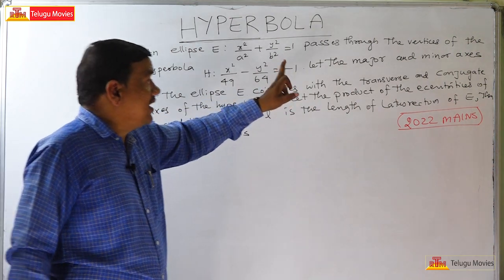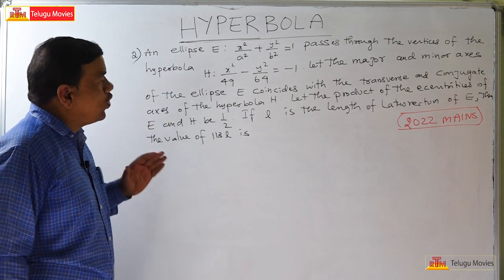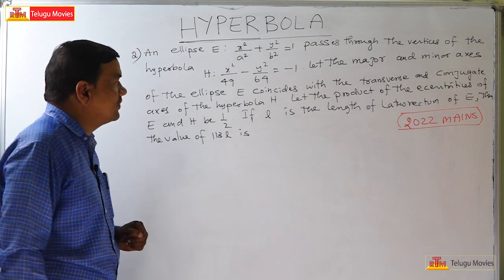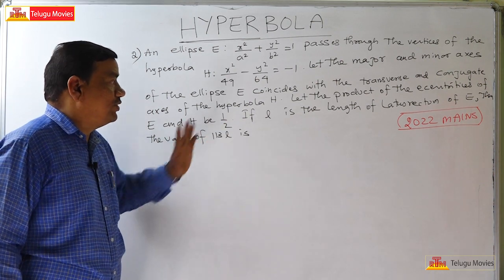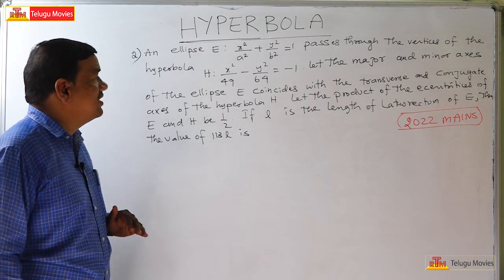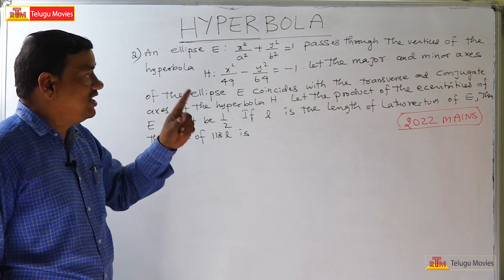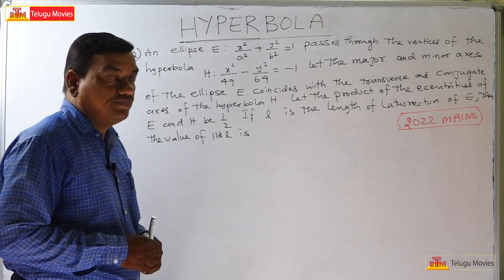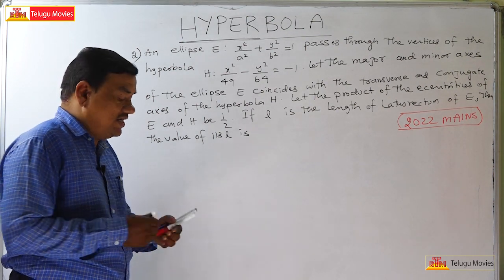Now read the problem. Let the major and minor axis of the ellipse E coincide with the transverse and conjugate axis of the hyperbola H. Let the product of the eccentricities of E and H be 1 by 2. If L is the length of the latus rectum of the ellipse E, then find the value of 113 L. This is a numerical type problem. Let us see the solution.